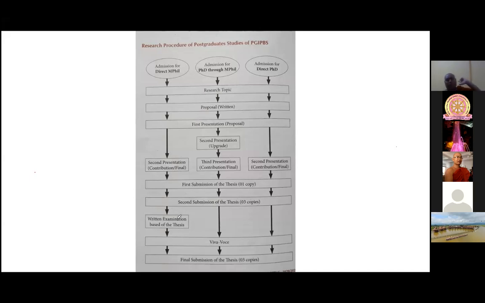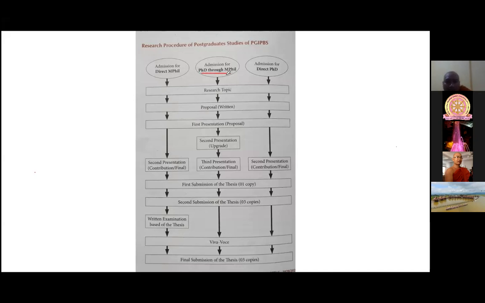Then the viva. Every student has to sit for the viva. Then final submission of the thesis. The first row is direct MPhil entry, only MPhil. Then the middle row, the second row, is PhD through MPhil entry.